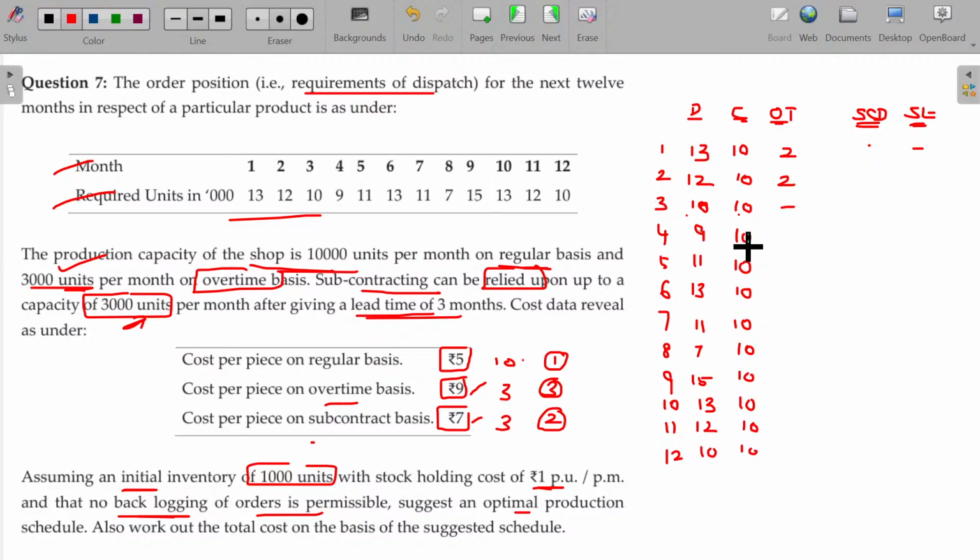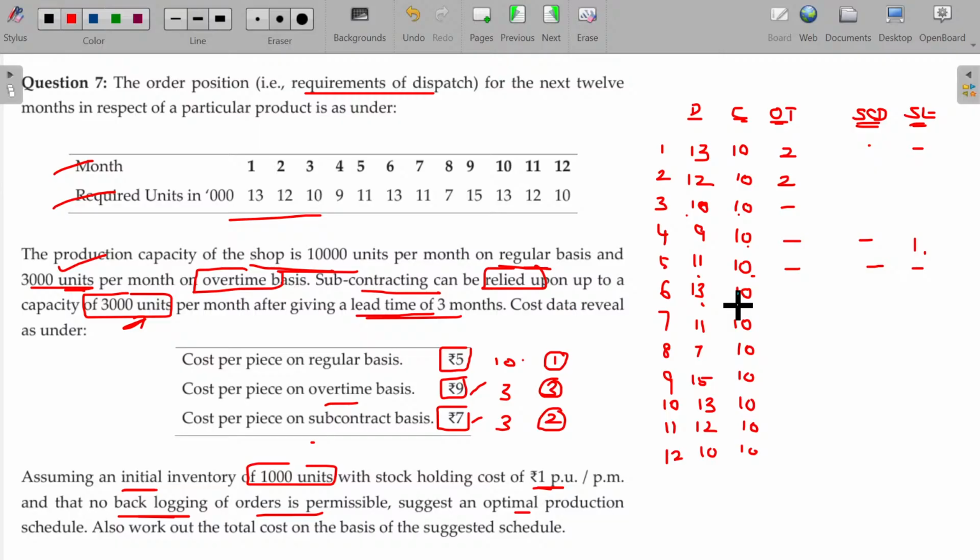Then 9 is needed and 10 is produced, so 1000 you produce in excess, and you can keep this as stock. Next month, 11 is required, 10 is produced, and already we have stock 1, so you can use that stock, and we don't have stock thereafter. Sixth month, I am in need of 13 units to be supplied, but I can produce only 10. Shortage 3. What can we do?